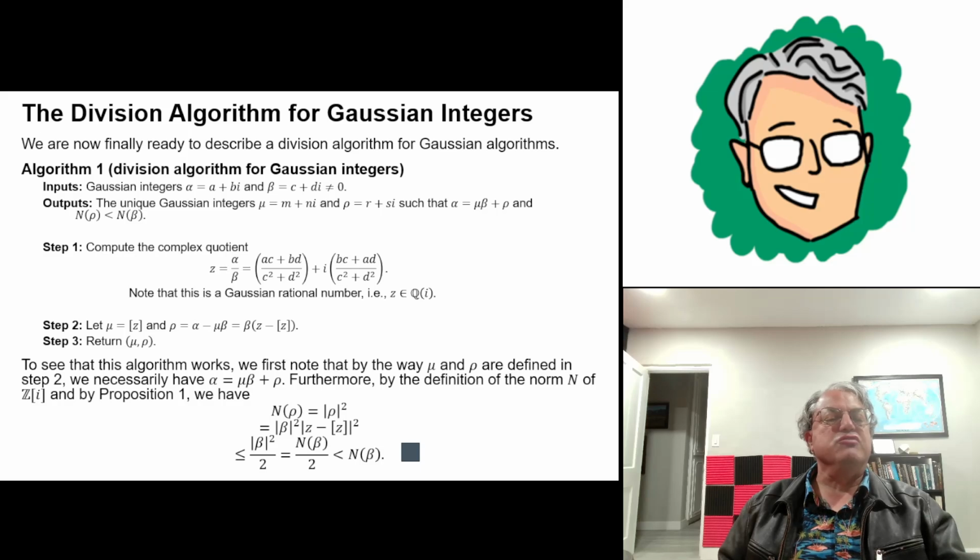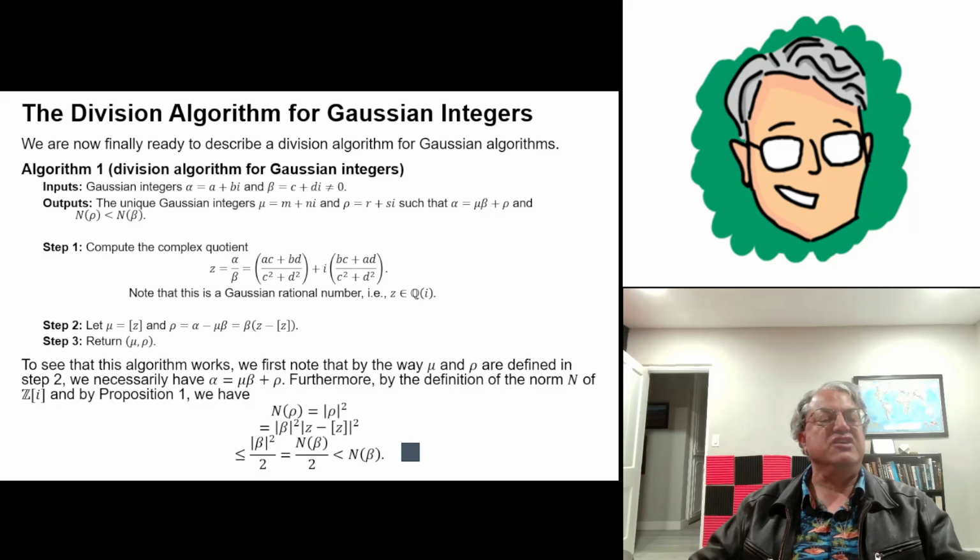So that means that square is at most 1/2. And that means that the result is at most the absolute value of beta squared over 2, and the absolute value of beta squared is just the norm of beta. So our result is at most the norm of beta over 2, which is strictly less than the norm of beta as long as beta is non-zero. And actually, the norm of beta will never be 0, because we're assuming beta was non-zero, and the only complex number with a norm of 0 is 0 itself. So that is the proof.